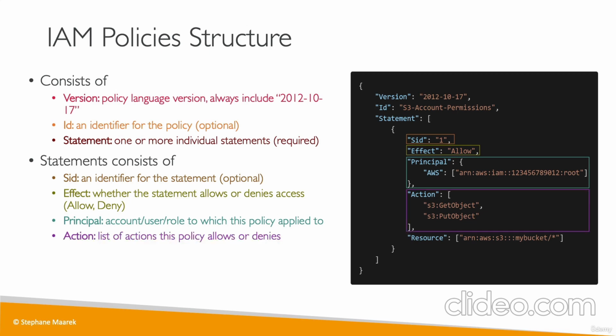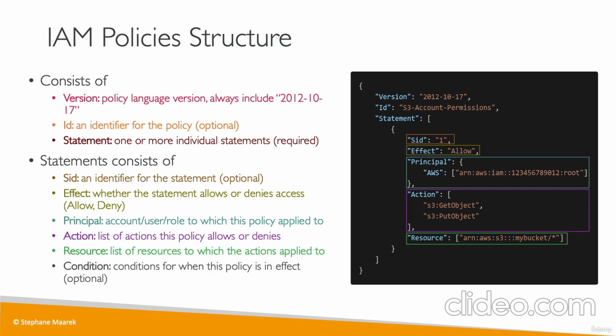Action is the list of API calls that will be either denied or allowed based on the effect. And the resource is a list of resources to which the actions will be applied. In this example, it is a bucket, but it could be many different things. And finally, not represented here, there's a condition for when this statement should be applied or not. It is not represented here because it is optional.